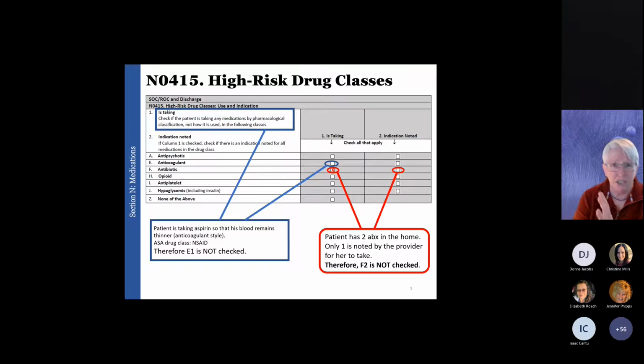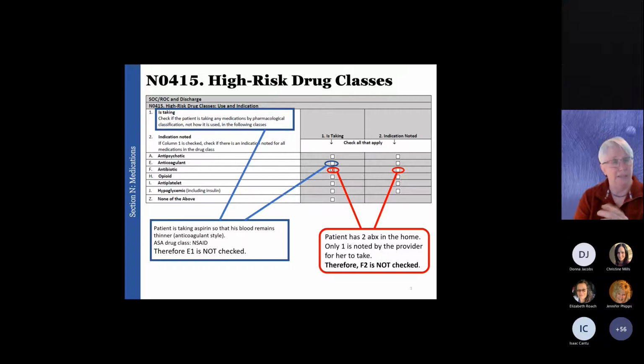Like, no, you should not be taking this. All right. The other caveat to that indication noted is, let's say they have two, like in this example, we're on row F for the antibiotic. They have two antibiotics in the home. Only one of them is noted by the provider for the patient to be taking. F2, that indication noted column then is not checked because you didn't fulfill all the requirements. So all of the antibiotics have to be indicated by the provider that they should be taking these.